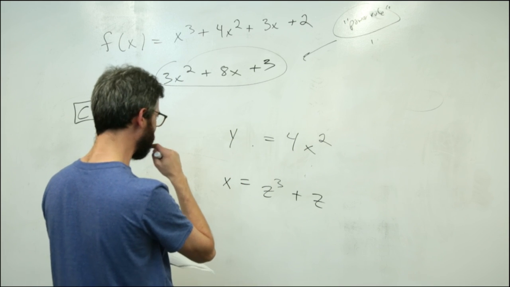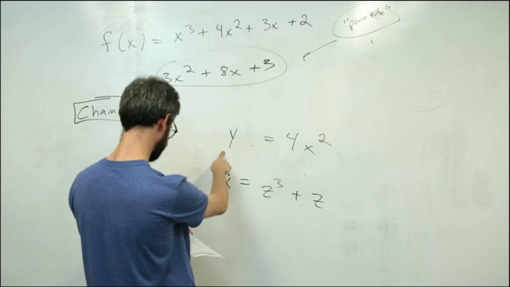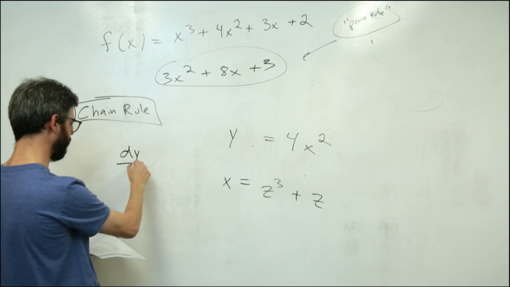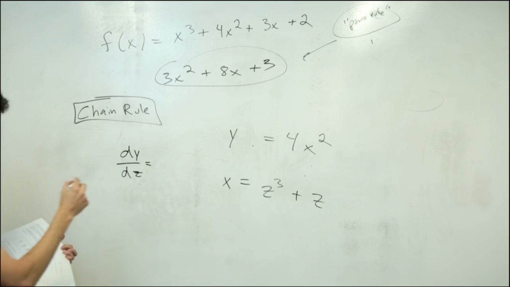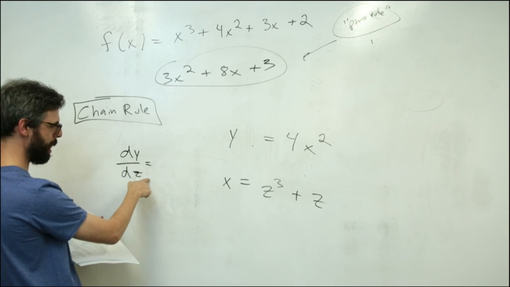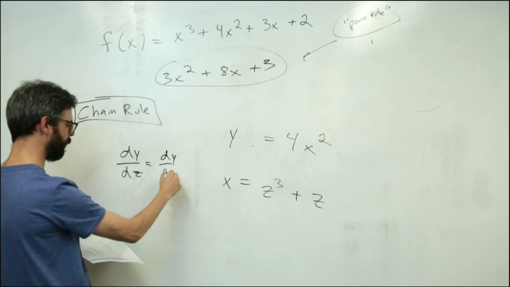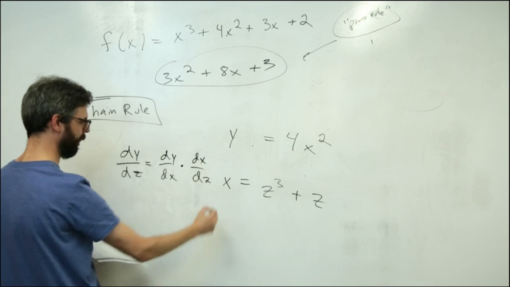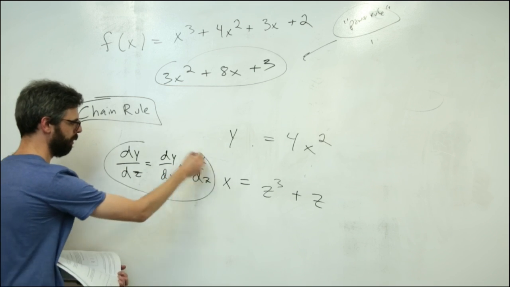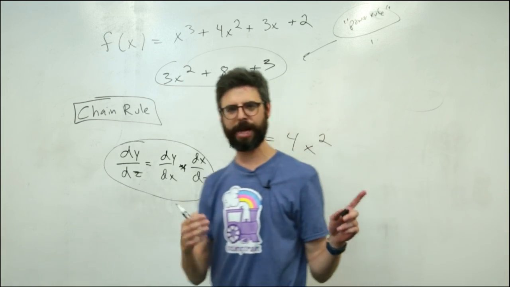So say I now want to ask, how does y change relative to z? This is what I would use the chain rule for. And I would say y changes relative to z is the change in y relative to the change in x times the change in x relative to the change in z. Is this correct? I think this is the chain rule. Somebody fact check me, I'm going to erase this and do it again.